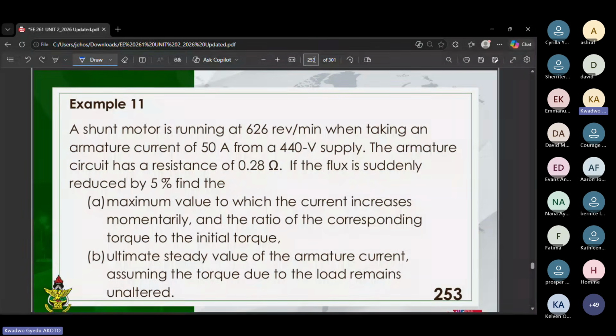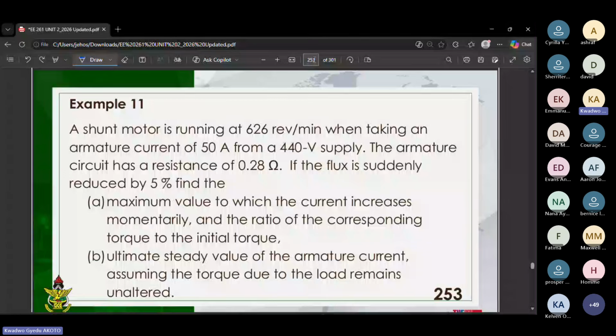B, the ultimate steady state value for armature current, assuming the torque due to the load remains unaltered. So one thing that we need to note with this question, right? We know that if we reduce our field, we know that omega m is equal to E on K phi, right? So by weakening our field, we should be increasing our speed, right?